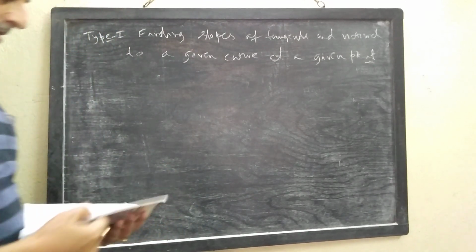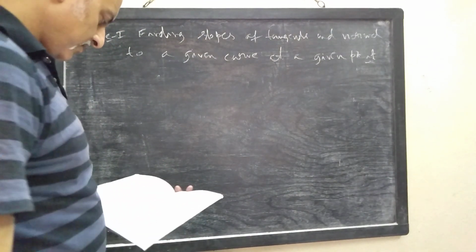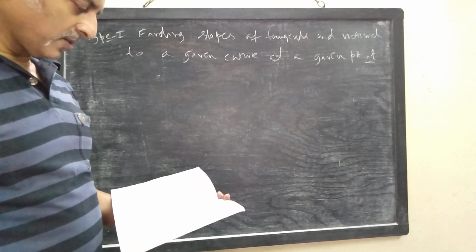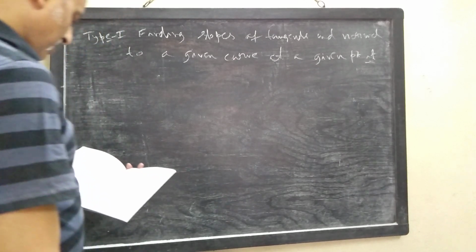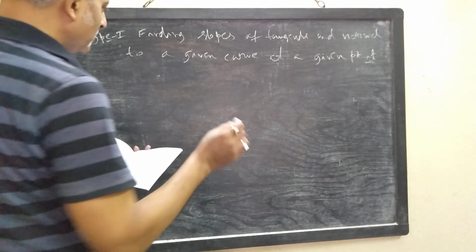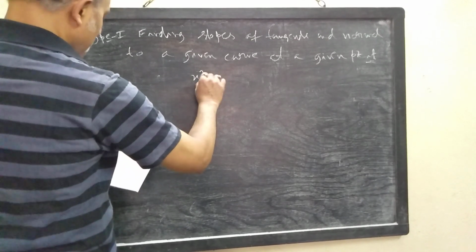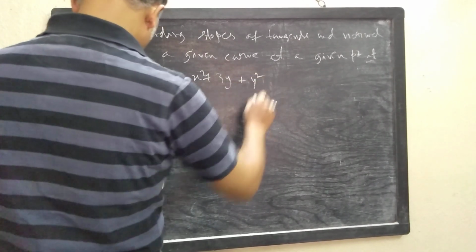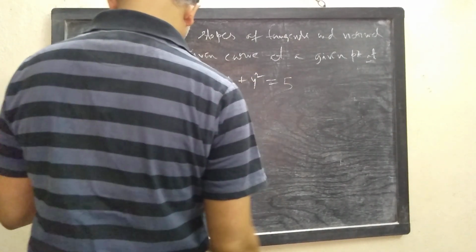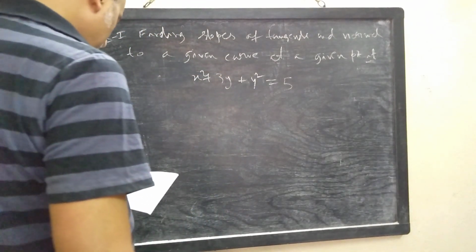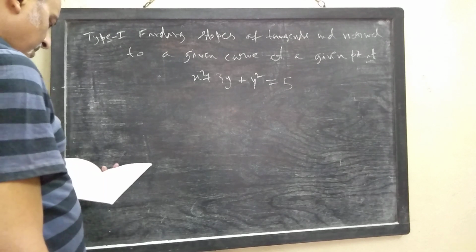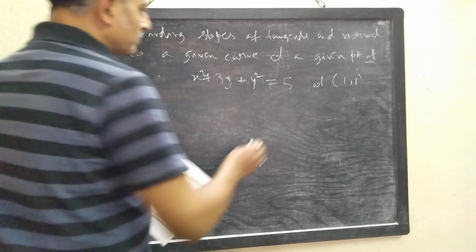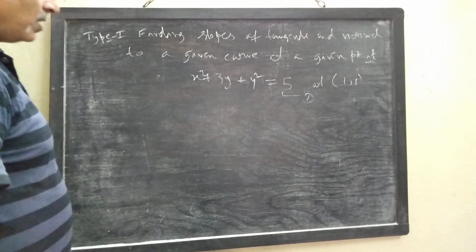Okay, so let us start the first problem, where it is asked to find slopes of the tangent and normal to the curve x square plus 3y plus y square. Write down, the equation of the given curve is x square plus 3y plus y square equals 5, and you are asked to find the slope of the tangent and normal at the point (1, 1). So number it by 1.